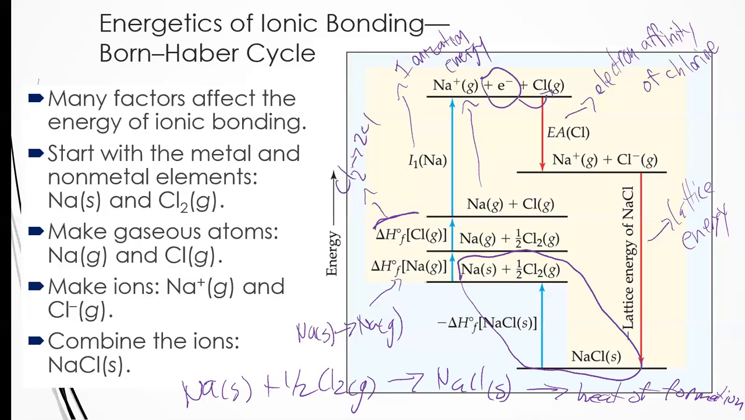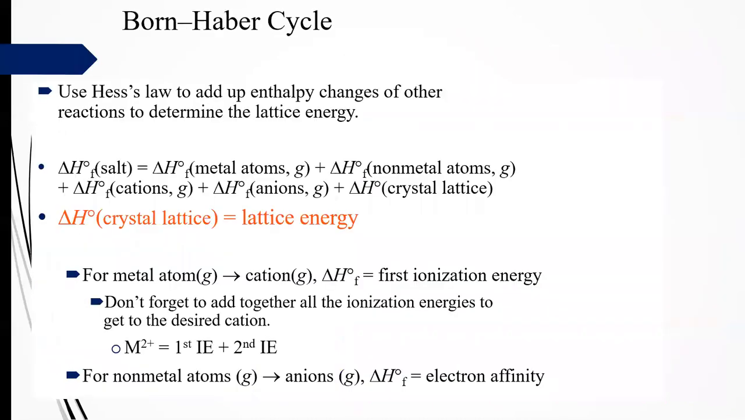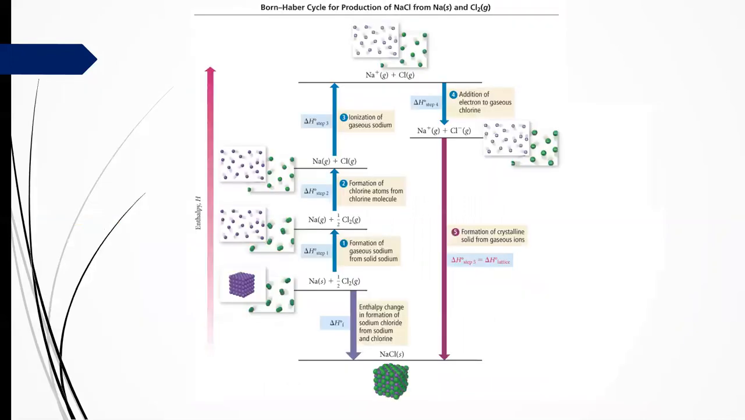And so this is the Born-Haber cycle. We're going to add up all of our parts in order to figure out that lattice energy. Those different parts could be our ionization energies, they could be our electron affinities, they might be our delta HFs, right? And so this is an example where everything's kind of laid out for us.